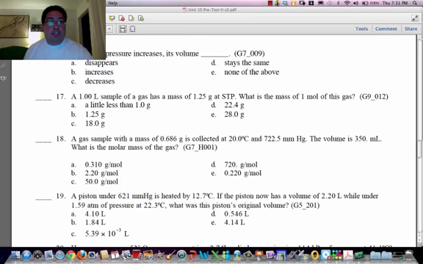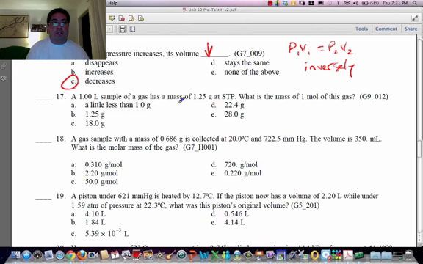Moving on to 16. As pressure increases, the volume does what? Remember, P1 V1 equals P2 V2. So this is Boyle's law, right? And again, this is inversely proportional. So if the pressure increases, that means the volume decreases. That would mean C would be the right answer here.